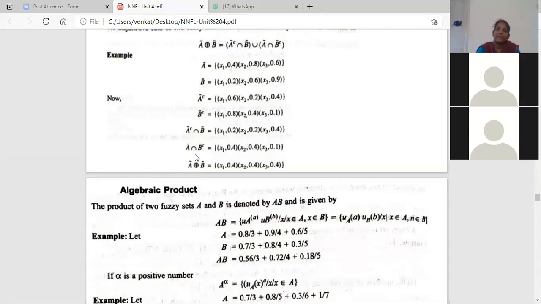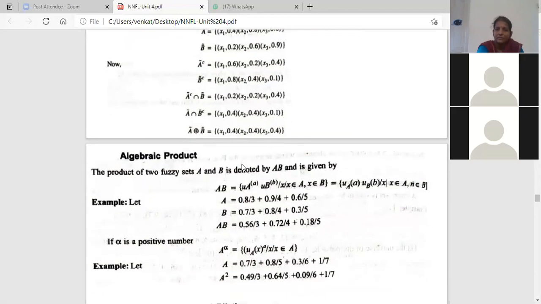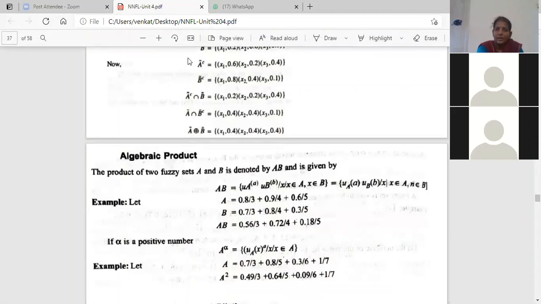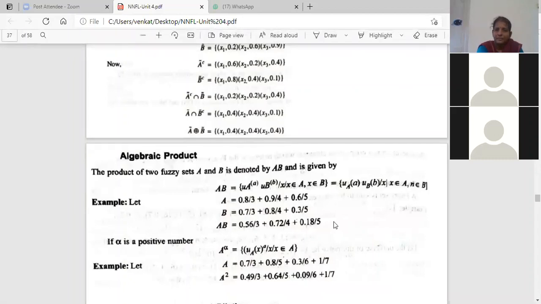So again after performing these two operations, you need to perform union operation. For union operation again maximum you need to evaluate. You need to consider maximum. Okay, next. Hope you understood. Moving to next example.